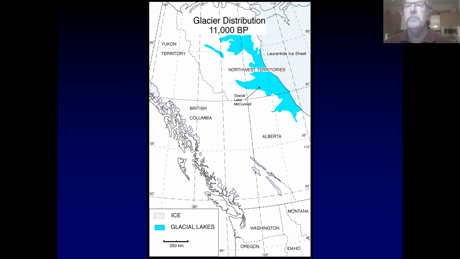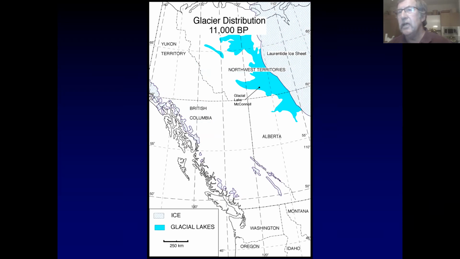And interestingly, by 11,000 years ago, the Cordilleran Ice Sheet was history. It did not exist after 11,000 years ago. And we know from work that's been done throughout our mountains that glaciers by 11,000 years ago in British Columbia were no more extensive than they are today.